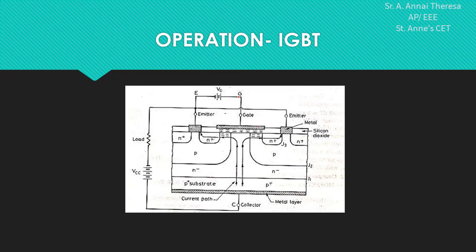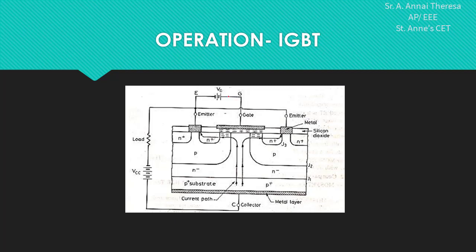Here this is the gate emitter voltage, whereas in MOSFET it was the gate source voltage. This is VCE, that is the collector emitter voltage. Now let us consider that the collector is made positive with respect to the emitter, and this VGE voltage is 0. Under this condition, junction J2 is reverse biased and junction J1 is forward biased. Due to this reverse biased condition there will be no current flow from collector to emitter.